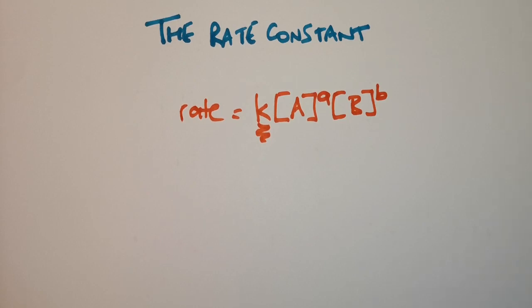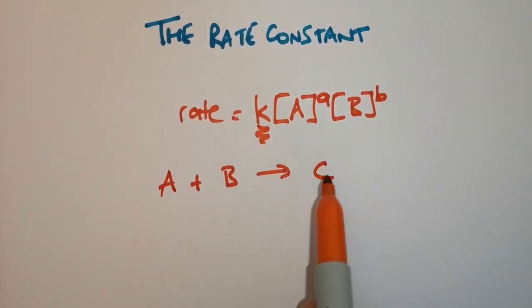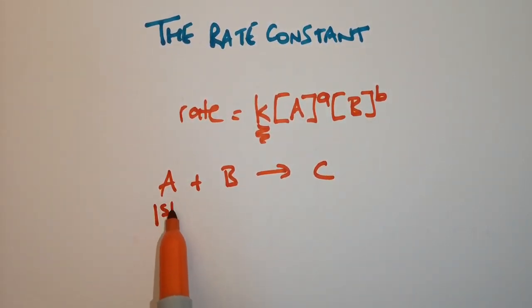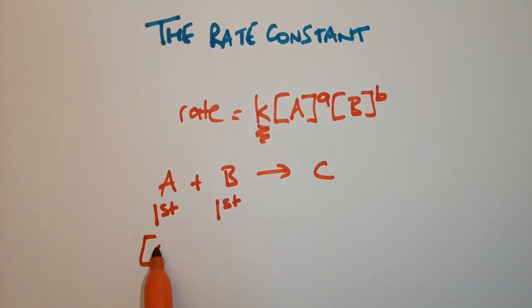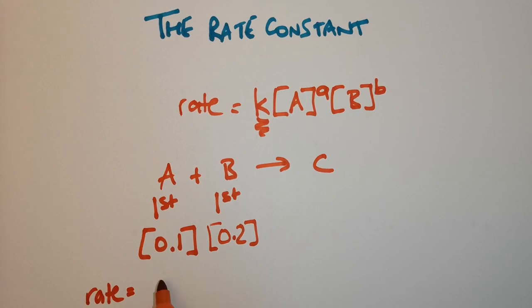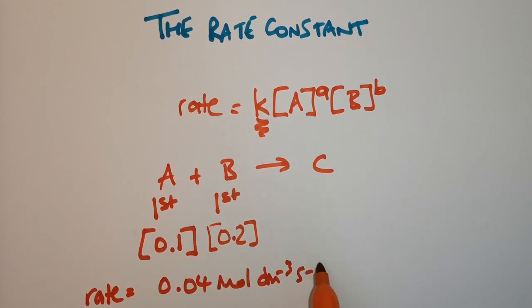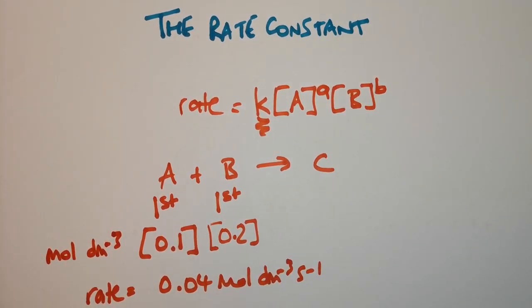Let's say we had a reaction, A plus B makes C. A is a first order reagent and B is a first order reagent. I'll say that the concentration of A is 0.1 mole per decimeter cubed and the concentration of B is 0.2 mole per decimeter cubed. And we'll say that the rate of reaction is 0.04 mole per decimeter cubed per second. I'll just clarify that that is moles per decimeter cubed there.